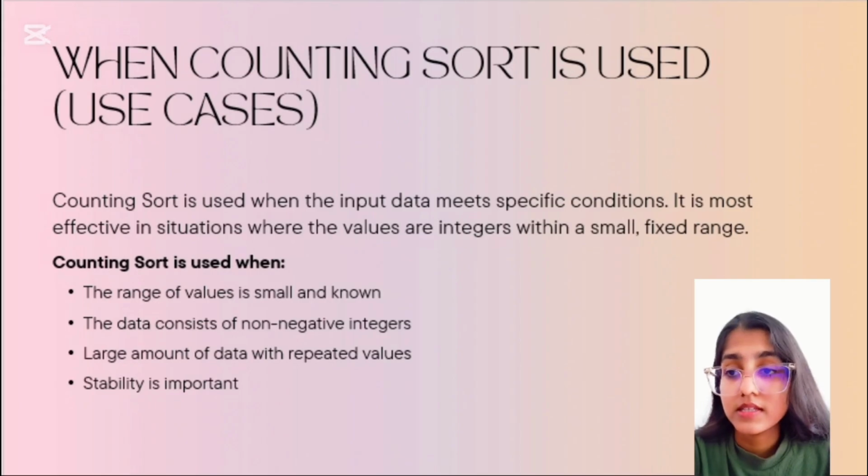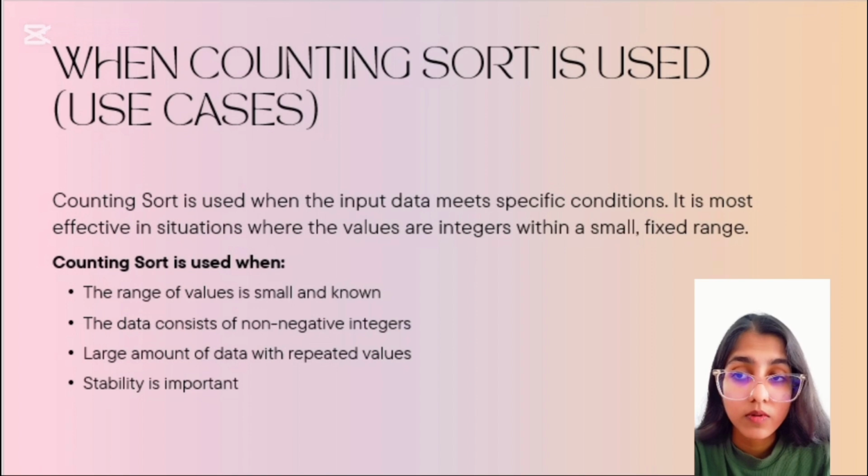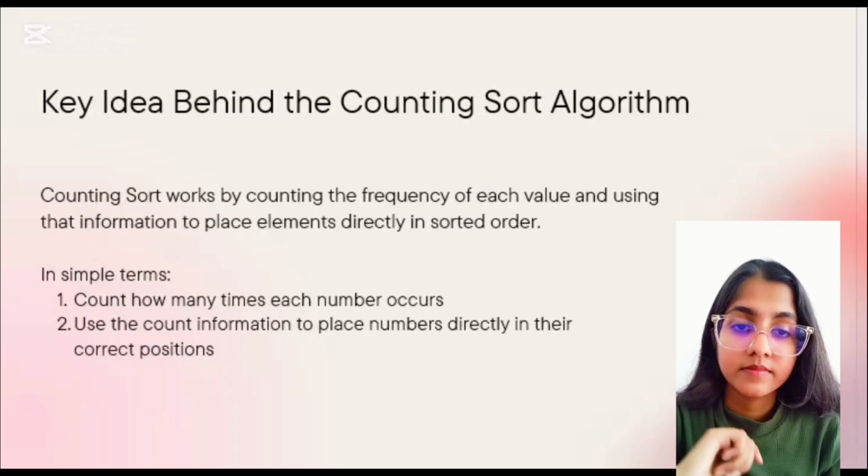Then when stability is important. Counting sort is a stable sorting algorithm, meaning it preserves the original order of equal elements. For example, sorting students by marks while keeping registration order. Then when speed is more important than memory. Counting sort has linear time complexity with O(n + k), making it faster than comparison-based sorting when conditions are right.